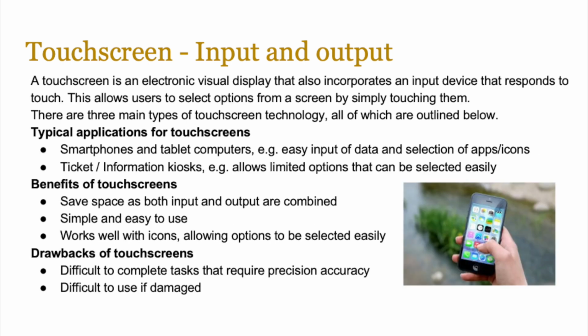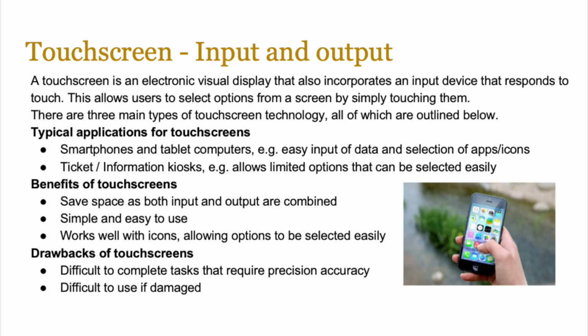Okay, so how do we define a generic touchscreen, and what are the pros and cons and the applications of a touchscreen? Well, it's an electronic visual display that incorporates an input device that responds to touch. This allows the user to select options from a screen simply by touching them. Therefore, the typical applications for touchscreens include smartphones and tablet computers. So it's easy to input data in those types of devices, and you can select applications by simply touching them. Of course, ticket and information kiosks, because they also allow a limited set of options which you can easily select by touching them instead of typing huge amounts of information.